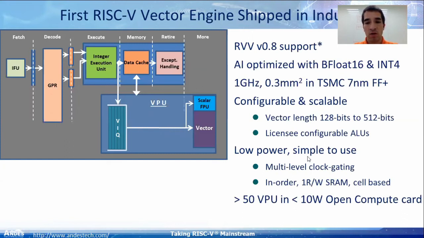What we are seeing is that it's very low power. We have added some things like multi-level clock gating, in-order execution, and one read/write SRAM cell based. And if you integrate, for example, 50 of these vector processing units in one SoC, you can build an open compute card which is below 10 watts. By the way, the RISC-V vector is right now at version 0.9, I think. Our first integration was 0.8, and we are updating now to 0.9.